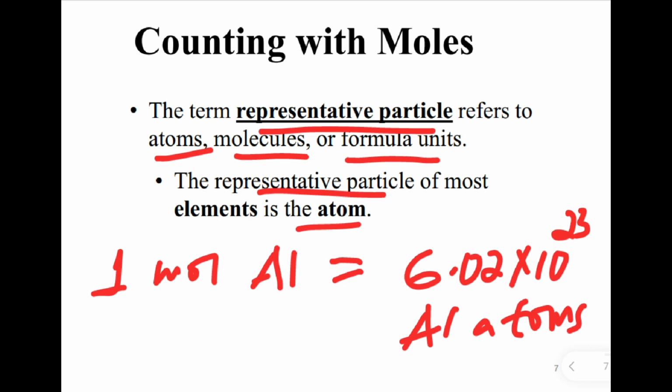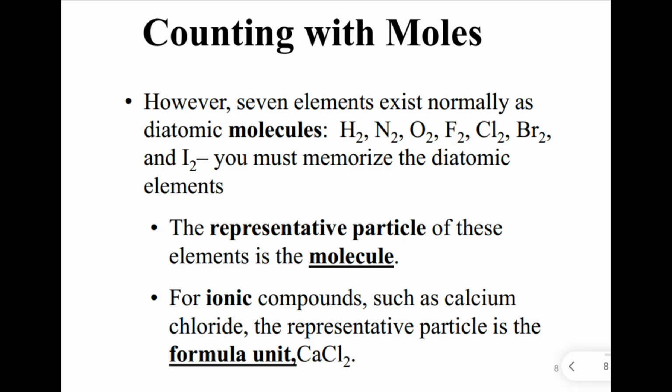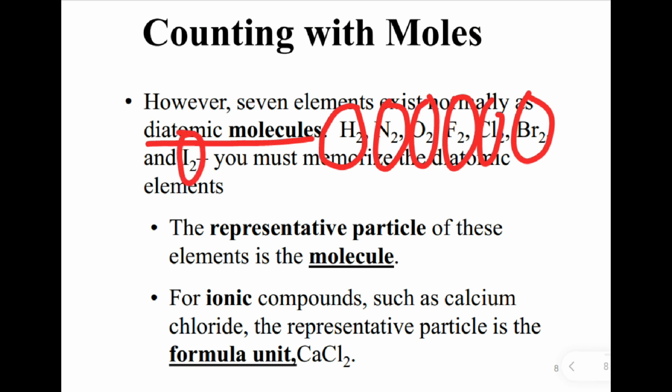ስለዚህ የኤሌመንት ሪፕሬዘንታቲቭ ፓርቲክል አተም ነው። ስለዚህ በአንድ ሞል ኦፍ አሉሚኒየም ምን ያህል አሉሚኒየም አተምስ ተሰባስበው ነው አንድ ሞል የሚሆኑት? 6.02 times 10 to the power of 23 aluminum atoms make up 1 mole of aluminum ማለት ነው። However, there are 7 elements that exist as diatomic molecules: hydrogen, nitrogen, oxygen, fluorine, chlorine, bromine and iodine. እነዚህ በዳይአቶሚክ ሞለኪውልስ ነው ኤግዚስት የሚያደርጉት ማለት ነው። እነዚህ መሸምደድ አለባቸው። so the representative particle of these elements is the molecule.